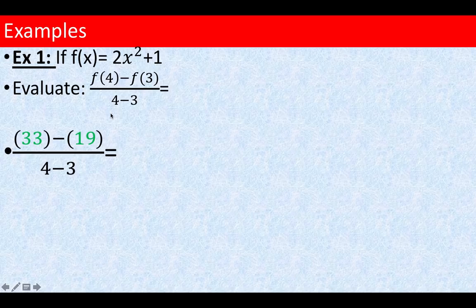So right now, in your task, I'll be giving you a function, and I want you to substitute those values and find out what the value is. I get 14 over 1, which is just 14. Great, that is example 1.